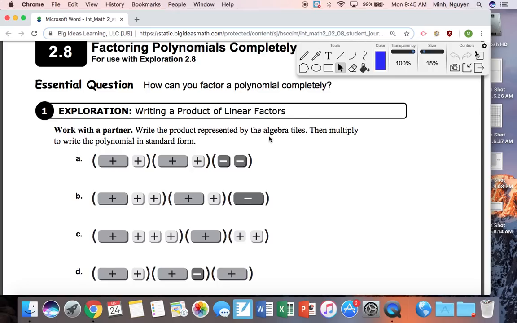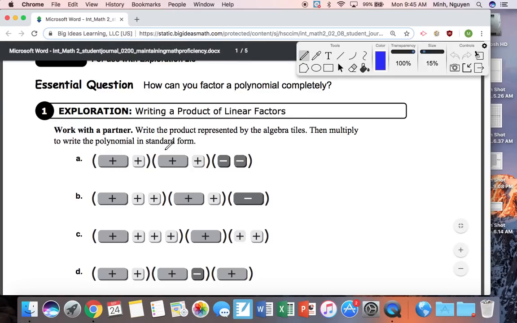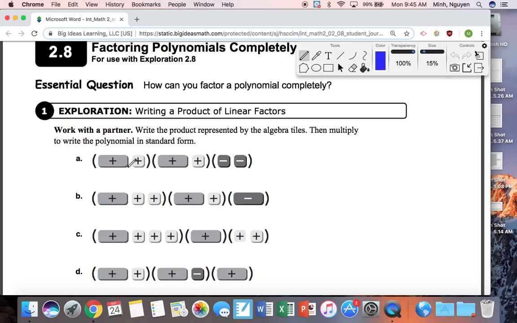Work with a partner, write the product represented by the algebra tiles, then multiply to write the polynomial in standard form. The first thing is that these are already factored for you. So this is x plus 1, this is x plus 1, and this is negative 2. If you have a bunch of things sitting next to each other and there's no symbol, that's multiplication. So I'm going to do x plus 1 times x plus 1 first.